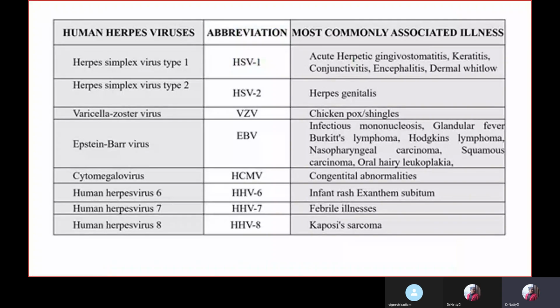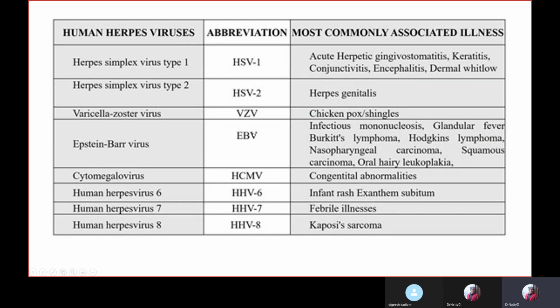Next group of viruses are human herpes virus. So human herpes viruses, there are 8 groups of viruses and there are different names for all the 8 groups of virus. So the first one, HHV1, the name is herpes simplex virus 1. HHV2 is herpes simplex virus 2. Then the third virus is varicella zoster virus, which causes chicken pox.